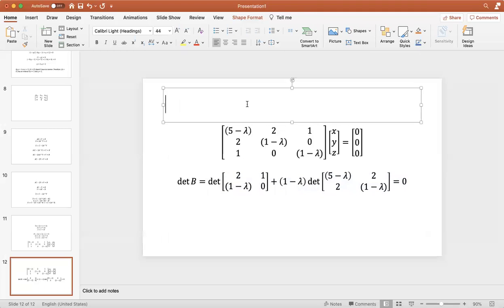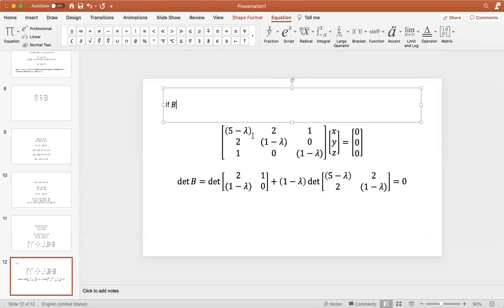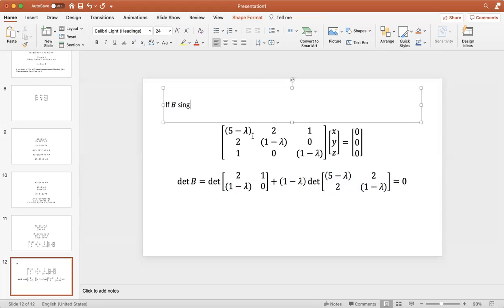So let me just write it here, and for the reference of the other members of the class, no? For a homogeneous system like this one, if matrix B is singular, this implies that the determinant of B is 0. And this implies that you have non-trivial solutions, meaning non-zero yung laman nitong x, y, and z na to.